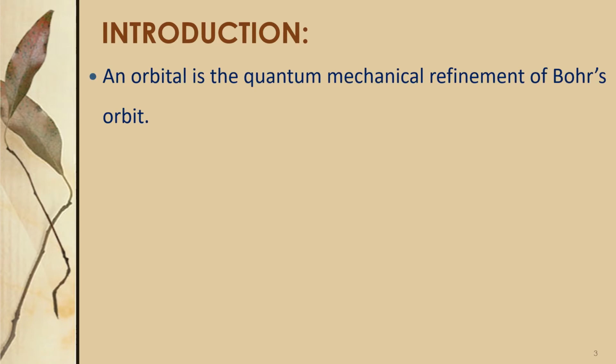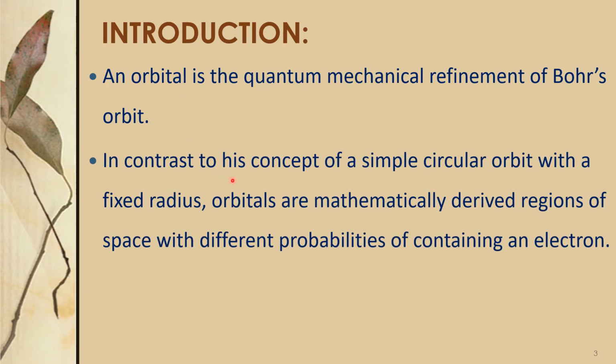An orbital is the quantum mechanical refinement of Bohr's orbit. Bohr used the word orbit. Now the quantum mechanical model is using the word orbital. So orbital is the refined word of orbit. In contrast to his concept of a simple circular orbit with a fixed radius, orbitals are mathematically derived regions of space with different probabilities of containing an electron. Here certainty was there. Now here uncertainty, the probabilities.